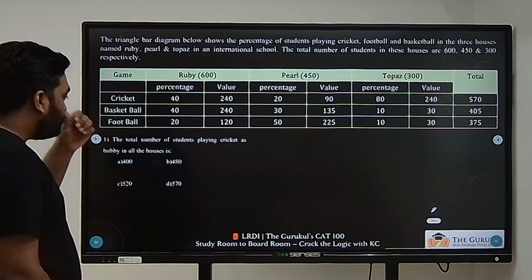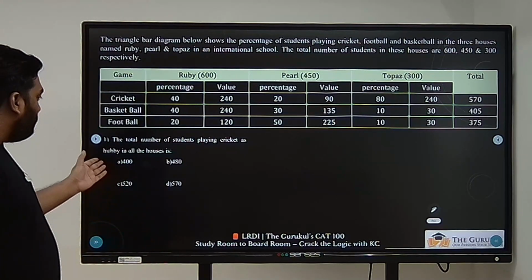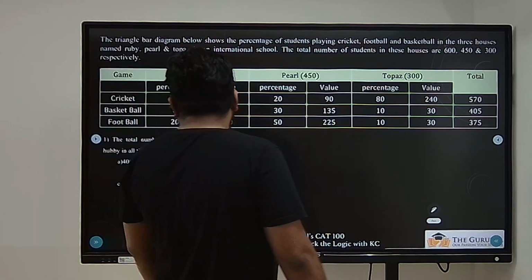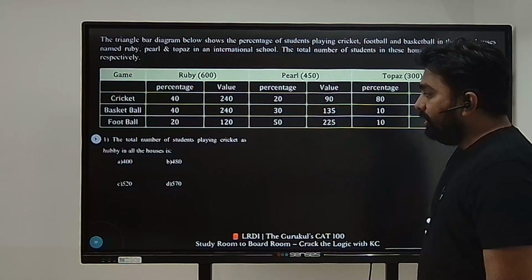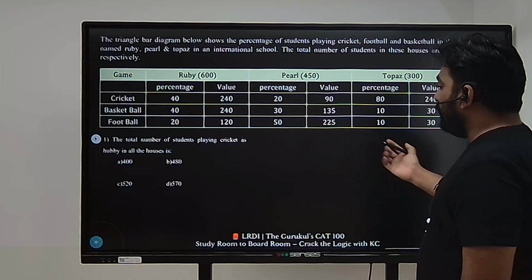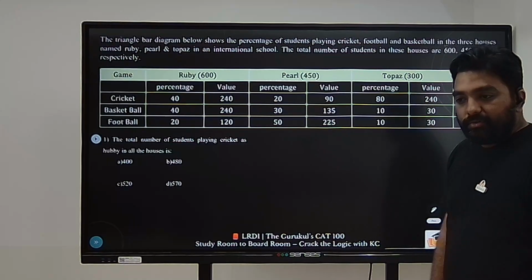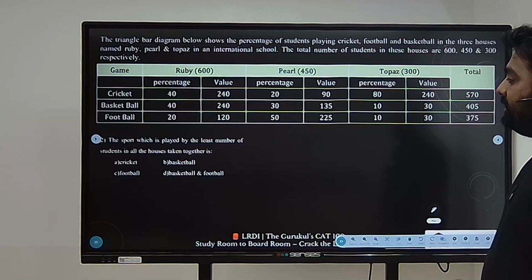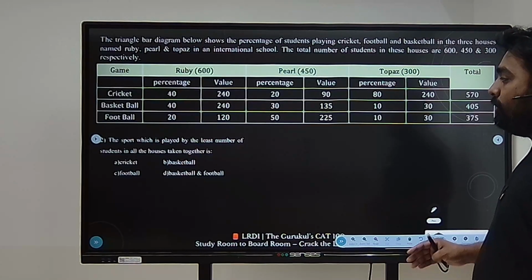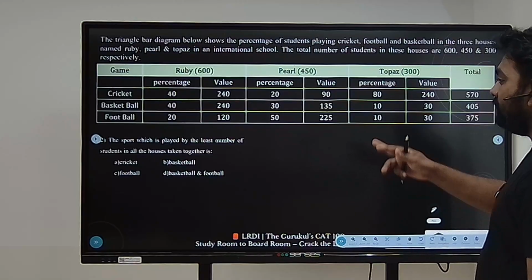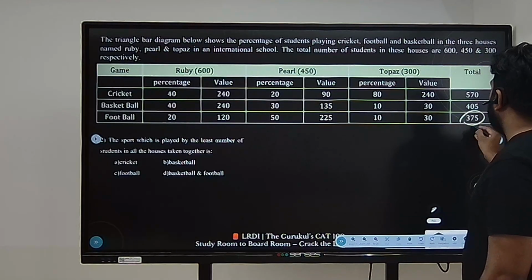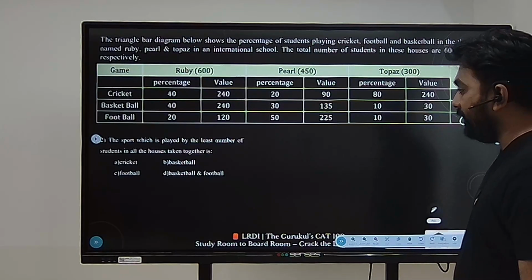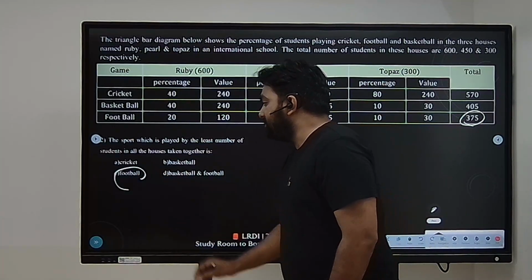Okay. Question number 1. The total number of students playing cricket as hobby in all the houses. So all the houses cricket is equal to 570. Next one. The sport which is played by the least number of students in all the houses taken together. All the houses taken together, football is played only by 375 people. So football is the answer.